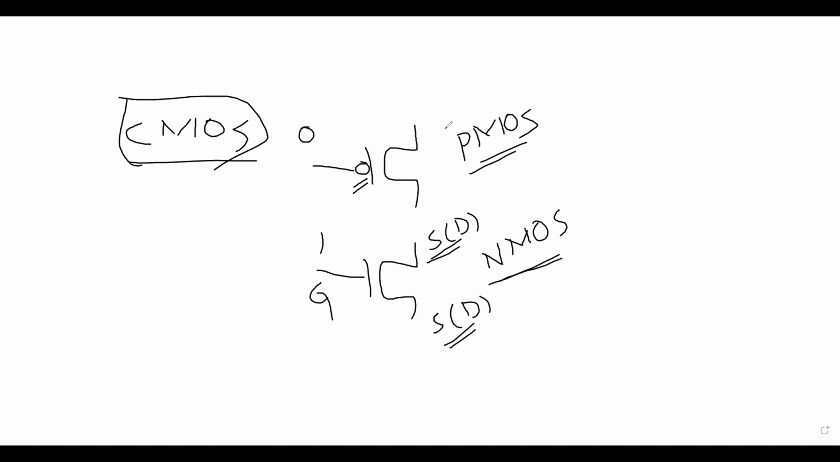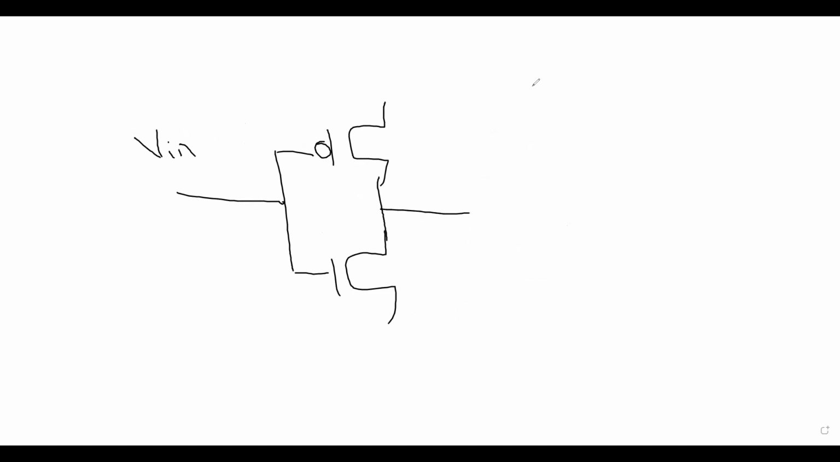Now I'm going to draw the structure. Observe that you require a PMOS here and an NMOS here, and both the gate terminals are tied together to give a common input. Both the drain terminals are connected to give a common output. The PMOS source is connected to VDD, the NMOS source is connected to ground.